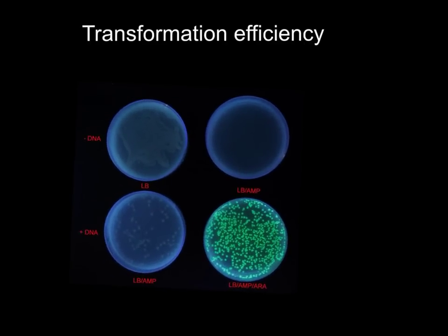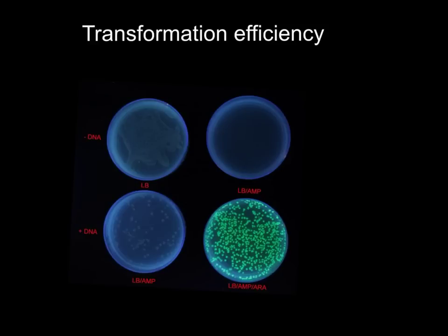So if you take a look at what we looked at, we are going to be concentrating on the transformation efficiency of our LB AMP arabinose sugar plate. Essentially, this transformation efficiency tells us the number of bacterial cells transformed by 1 microgram of DNA. The object is to determine the mass of the plasmid that was spread onto this LB ampicillin arabinose plate, and that was therefore responsible for the number of transformed colonies that you have observed that are fluorescent.